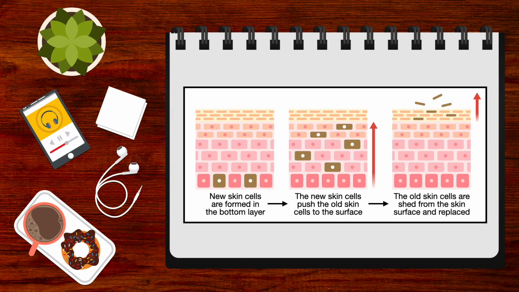Similarly, the body continuously replaces old, worn-out skin cells to preserve our skin as the first line of defense against invaders. You can see how new skin cells are formed in the bottom layer, pushing the old skin cells to the surface to be shed. Protein is a foundational component of skin tissue, and sufficient quantities of amino acids must be available for this process to occur.